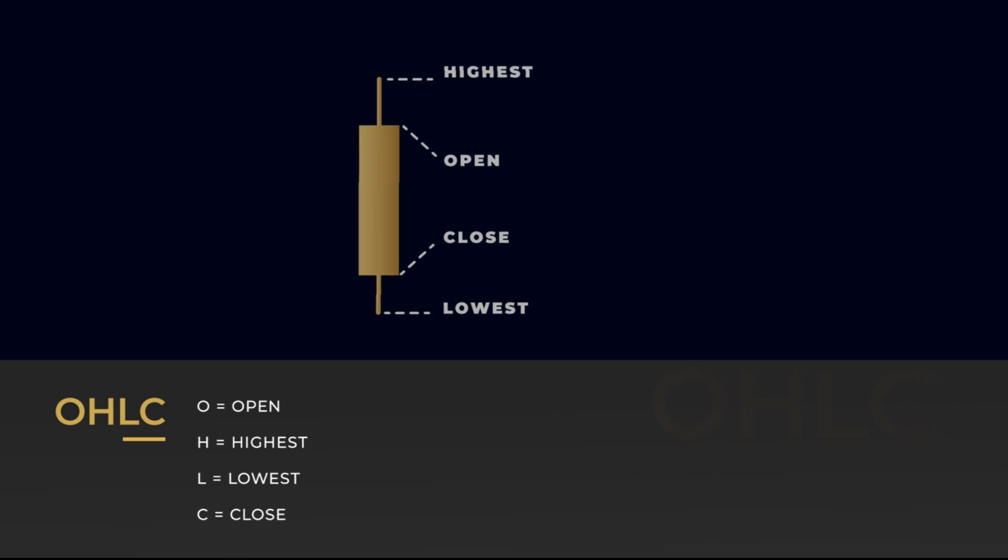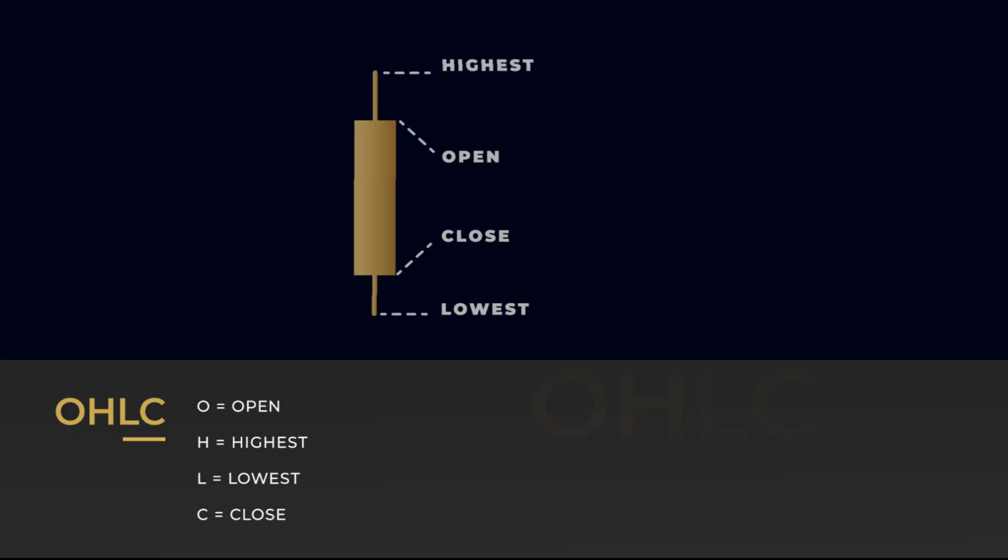It opens, reaches its highest and lowest price, and finally closes. The top of the wick is the highest point that the price has reached, and the bottom of the wick is the lowest point the price has reached. In the case of a bearish candle, like in this image, the upper body of the candle corresponds to the opening of the price, and the lower body corresponds to the closing of the price.